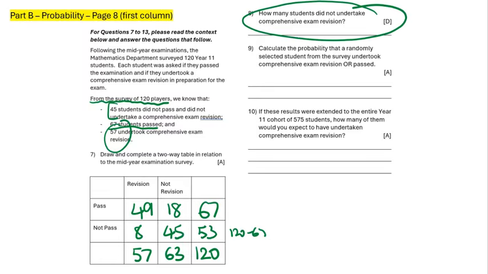Question A, this is a developing one, but it won't take you long to do. How many students did not undertake a comprehensive exam revision? So not revision. So it's going to be those 63 there. So that's going to be 63 students. And I'm always going to write some words next to my numbers because it's important to tell the marker what the context actually is. So 63 students.